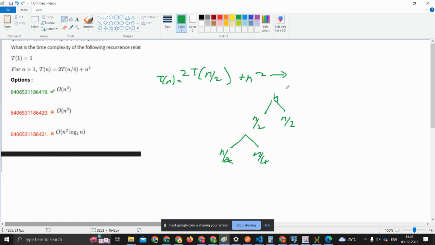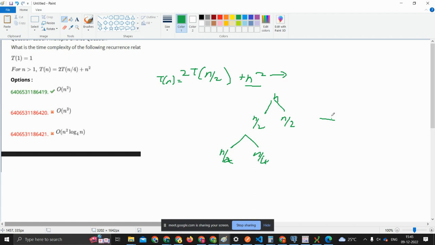Why are we having the extra term, which is n square, as we are constructing this recursion tree? Why are we getting this n square term? This n square term says how many operations you have to do in order to join them together after the split is done.